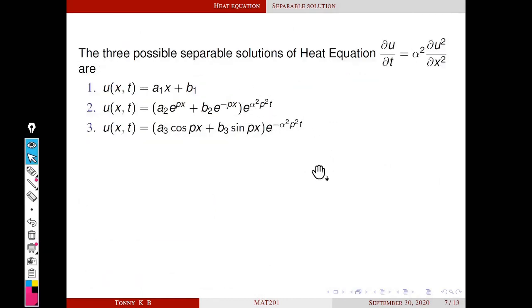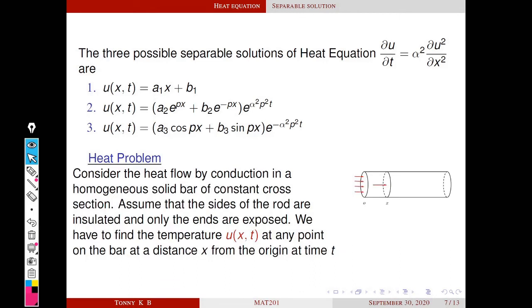These are the three possible separable solutions of the heat equation. But our aim is to solve the heat problem. That is, we have to find the temperature u(x,t). So in coming slides, we will analyze which solutions are consistent with the heat problem.